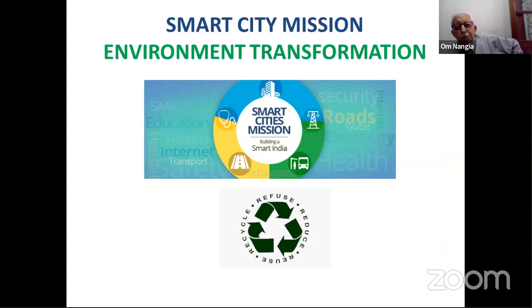Now, Smart City Mission has been taken as a very major mission by the Government of India for environment transformation. In the first phase, the Government of India has selected 20 cities, and the second phase, I believe, has around 100 cities. Further new missions and new phases will come where many more cities all over the country will be covered. The idea is to use green energy in the projects which we will be taking up for Smart City Mission.